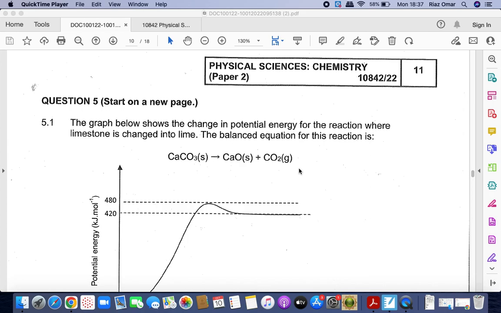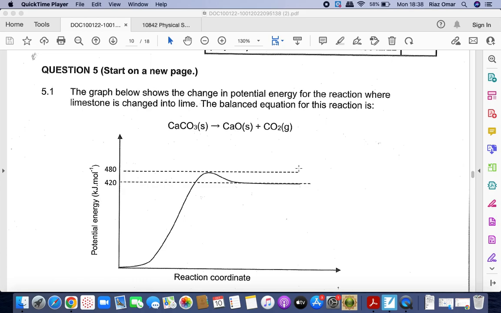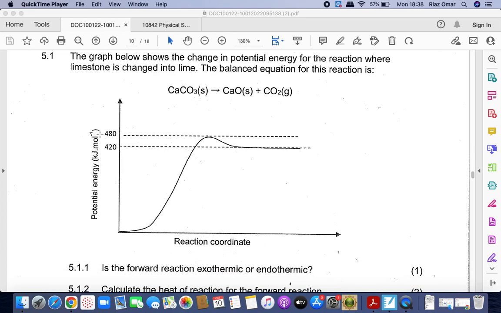Preliminary exam chemistry paper 2022. Question 5 says the graph below shows the change in potential energy for the reaction where limestone is changed into lime. CaCO3 becomes CaO plus CO2. Okay, we have potential energy here, 420, 480, and the reaction coordinate.